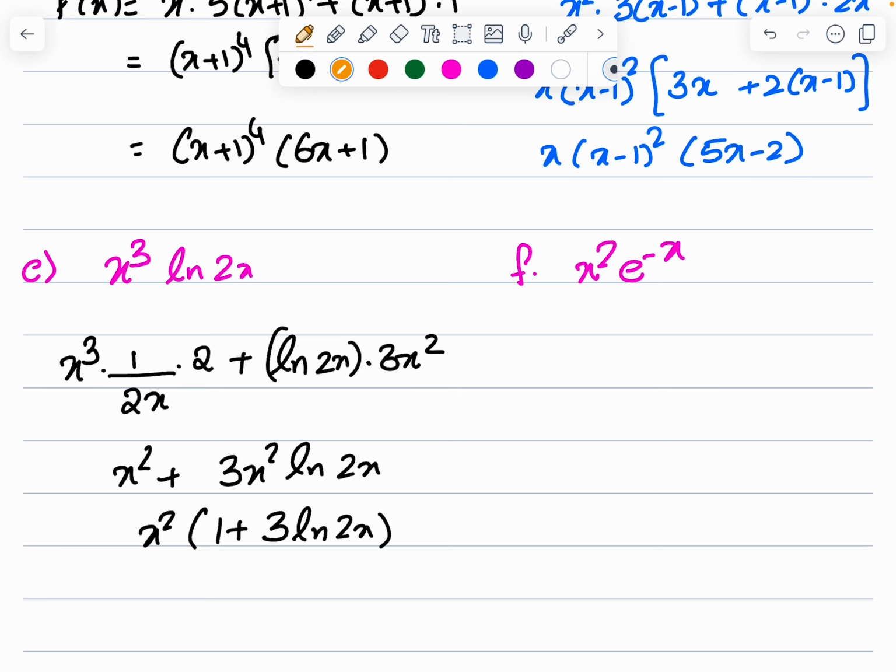Coming to the next question, x square e power minus x. So x square as it is, e power negative x derivative is e power negative x, chain rule, negative x derivative negative 1, plus this time e power negative x as it is, x square derivative is 2x. So I take x e power negative x common, so negative x plus 2. This is going to be the answer.